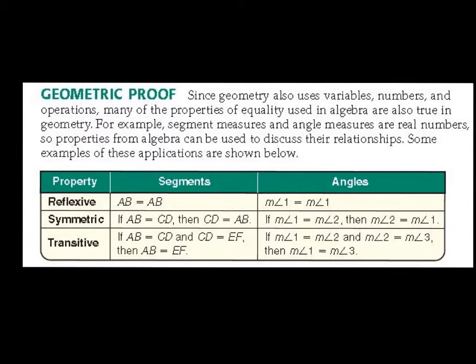This is geometry, so where we're really heading, it's not algebraic proof, but geometric proof. Since geometry also uses variables, numbers, and operations, many of the properties of equality used in algebra are also true in geometry. For example, segment measures and angle measures are real numbers, so the properties from algebra can be used to discuss their relationships. Some examples of these applications are shown in the chart. So reflexive: a segment length is equal to itself, or an angle measure is equal to itself. Symmetric: if AB equals CD, then CD equals AB. And transitive works as well.